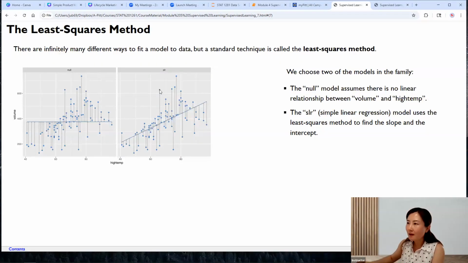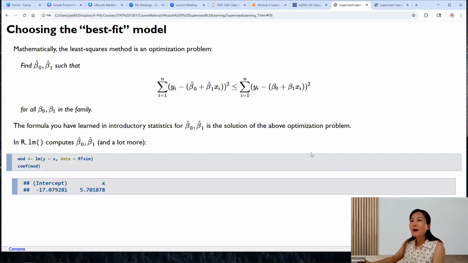The SSE measures the sum of squares of these vertical distances. So for example, for this observation, the vertical distance is this, the e_i, squared. Okay. All right, we compare the two extreme cases. Now let's see how to find the best fit model.